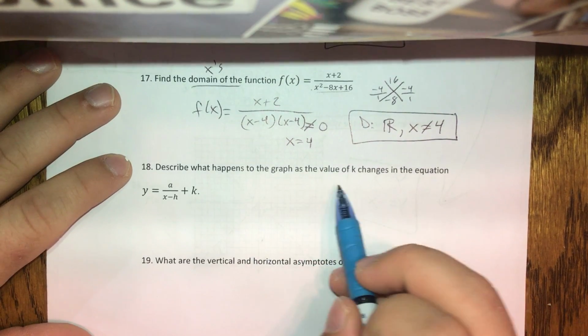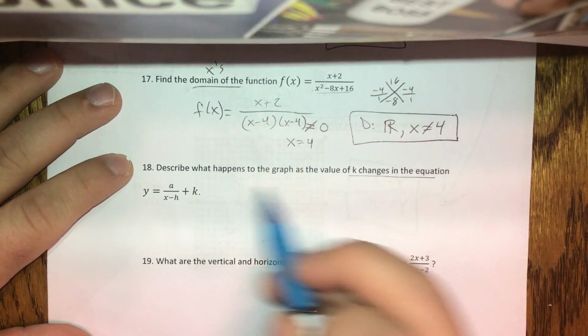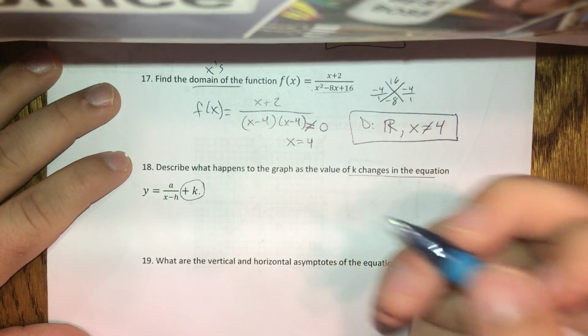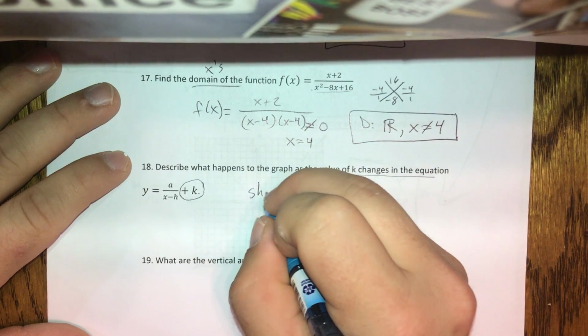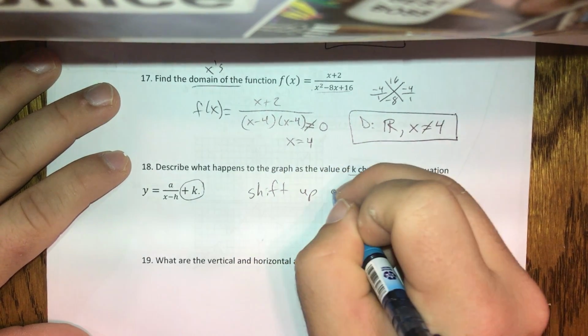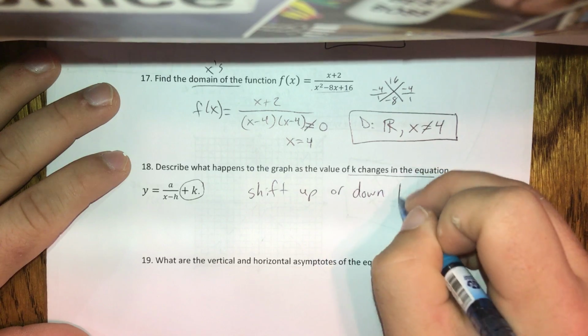Number 18 wants to know what happens as the value of k changes. The k is going to be my vertical change, so it's going to shift up or down k units.